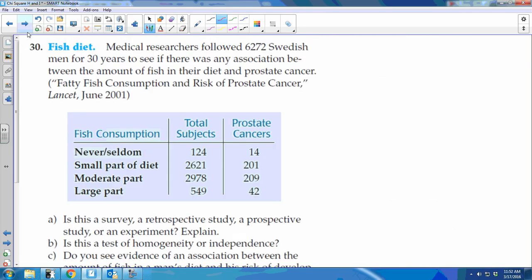So here it says, medical researchers followed 6,272 Swedish men for 30 years to see if there's any association between the amount of fish in their diet and prostate cancer. Is this a survey, a retrospective study, a prospective study, or an experiment?